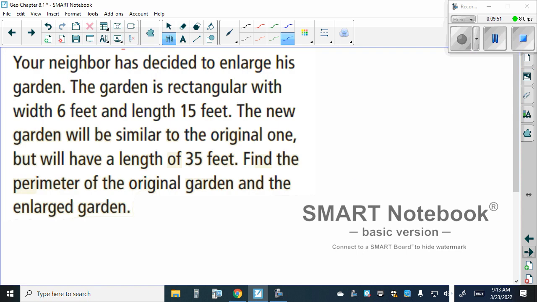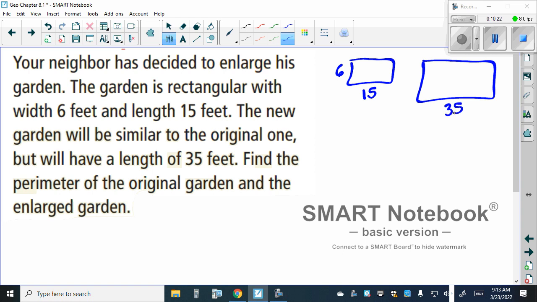We'll do one more with perimeter, and then the last thing we actually talk about is area. We won't talk about volume. Your neighbor has decided to enlarge his garden. The garden is a rectangle with a width of 6 feet and a length of 15 feet. The new garden will be similar to the original, but have a length of 35 feet. Find the perimeter of the original and the enlarged garden.